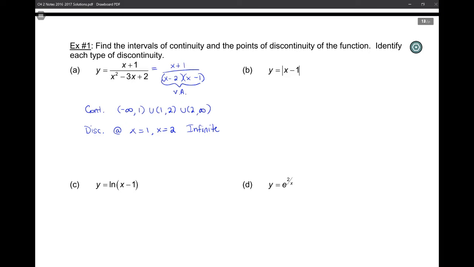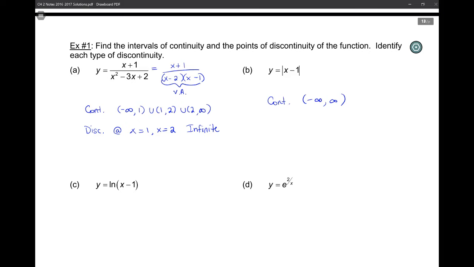Okay, how about B? What does this graph look like? It's a V shape, right? Absolute value, yes. So, tell me, continuous, discontinuous, what do we have? It's continuous everywhere. So, it's continuous from negative infinity to infinity. And if you write negative infinity to infinity, you don't have to go any further. You don't have to write no discontinuities. It's implied. That's all it is.